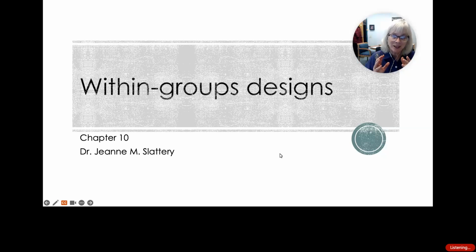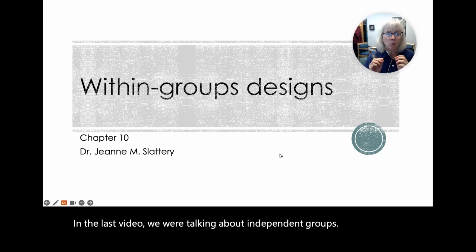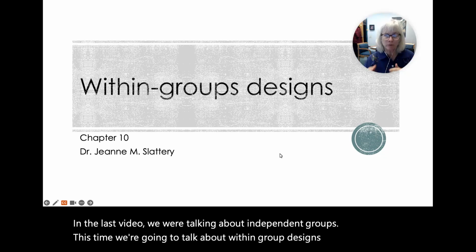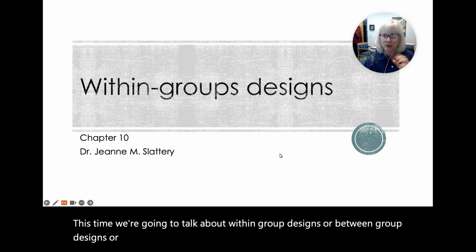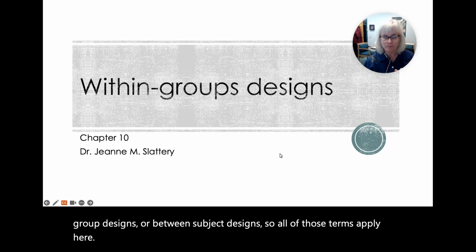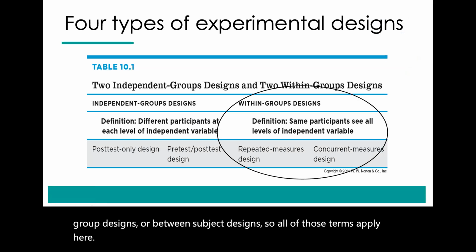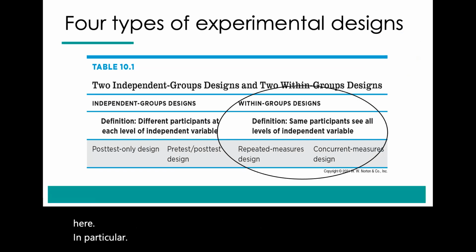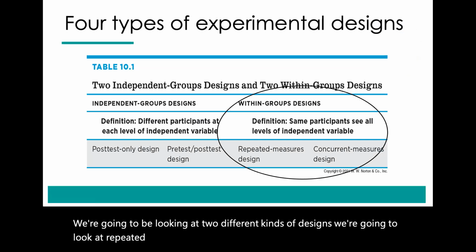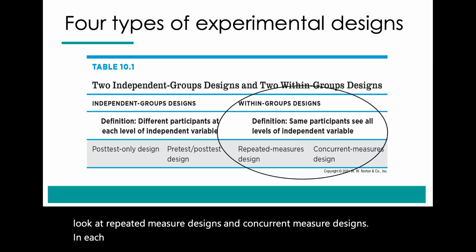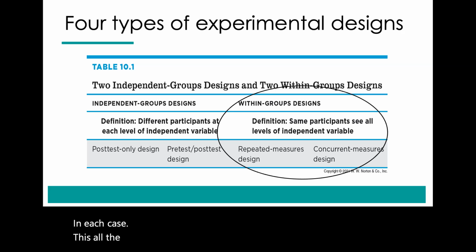In the last video, we were talking about independent groups. This time we're going to talk about within group designs, or between group designs, or between subject designs. So all of those terms apply here. In particular, we're going to be looking at two different kinds of designs: repeated measure designs and concurrent measure designs. In each case, all the participants see all levels of the independent variable.